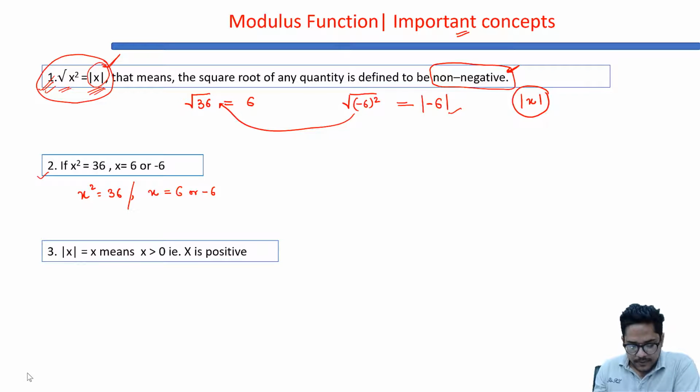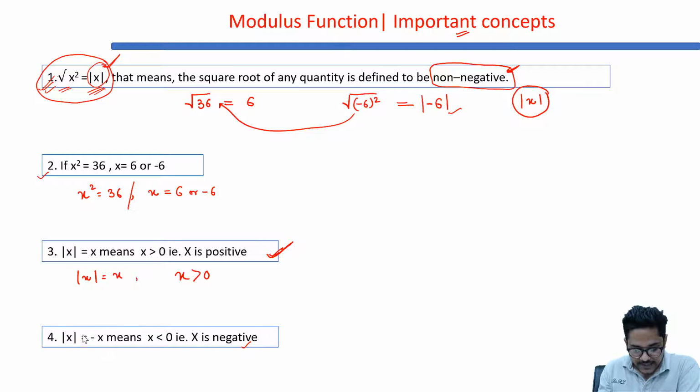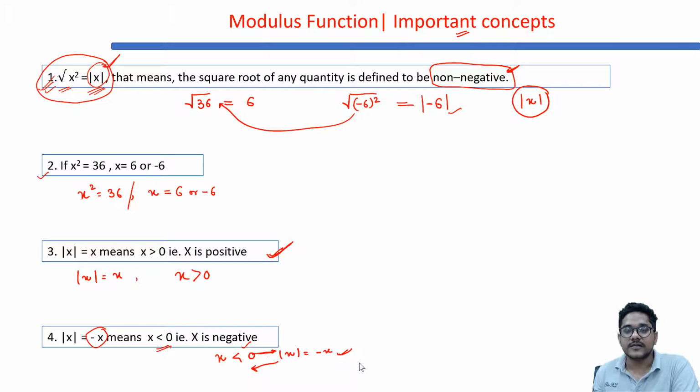Now again let's look into another property, which was the basic property of a modulus function. If modulus of x equals x, it means that x is greater than or equal to 0. So this was the basic property of the modulus function. Now another property: if modulus of x equals minus of x, this signifies that x is less than 0. It is just the reverse of what we have seen. We have seen that when x is less than 0, modulus of x equals minus of x. So it is just the reverse of what exactly we have seen, that if modulus of x equals minus of x, then x is less than 0 or x is negative.